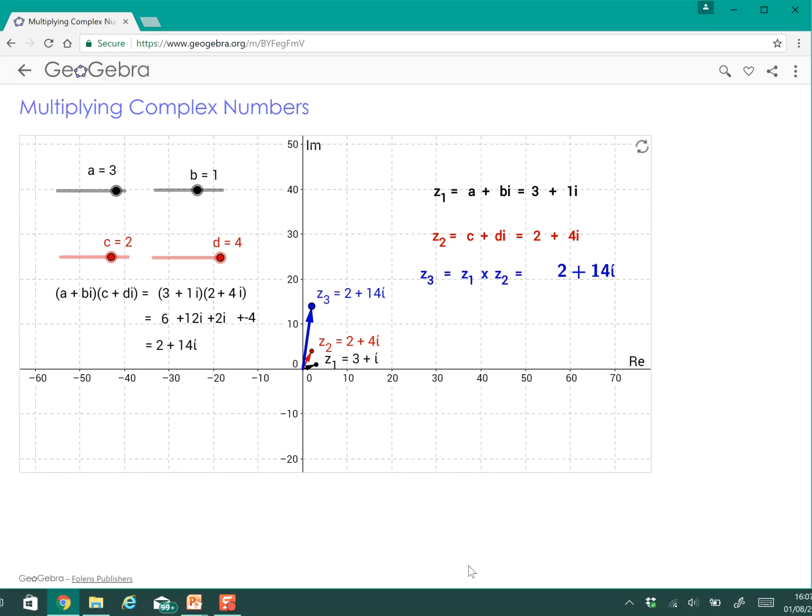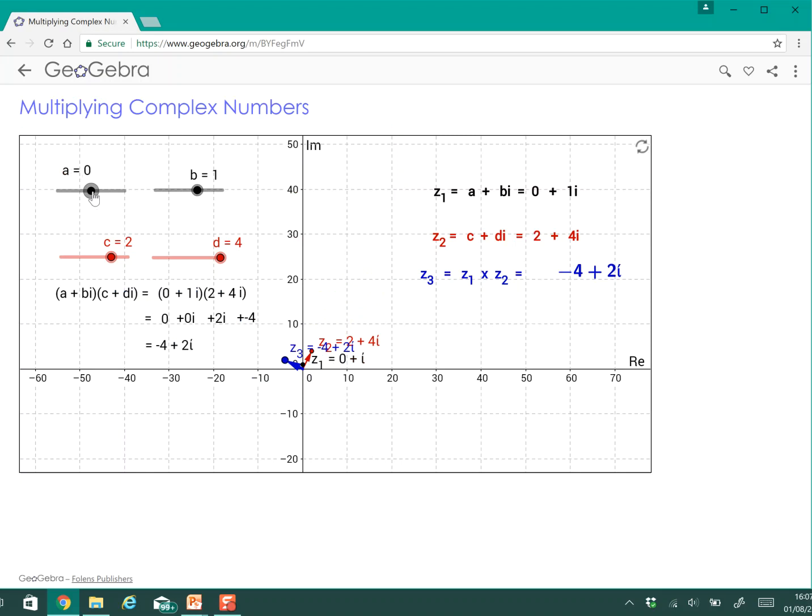It's beyond the AS specification, but you can investigate the effect of multiplication by other numbers using this GeoGebra applet. In this applet, you can change the values of z1 and z2 and see what happens when you multiply the two numbers together to get z3.